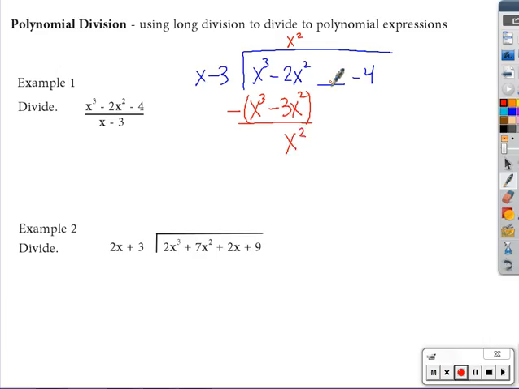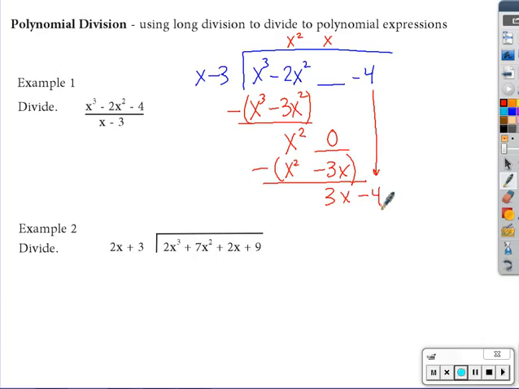I would bring down my next piece, which in this case is a blank, so I leave it go. And then I determine my next one. So what would I have to multiply x by to get x squared? That would be an x. So x times x is x squared. X times negative 3 is minus 3x. I'm subtracting the quantity, so the x squared minus x squared cancels. The blank, or the 0, minus a negative turns into addition. I get 3x. And then I bring down my minus 4.